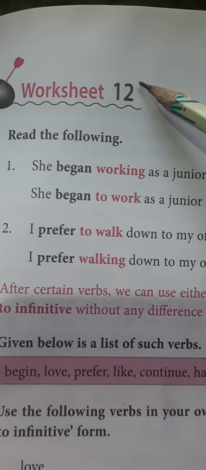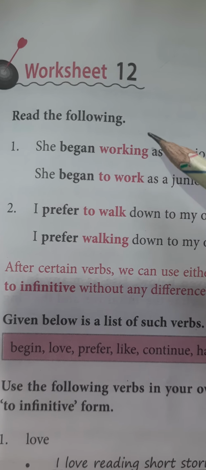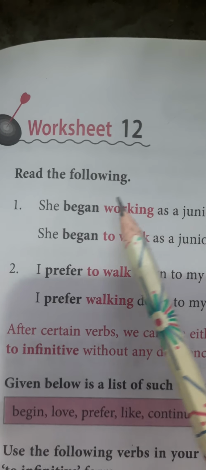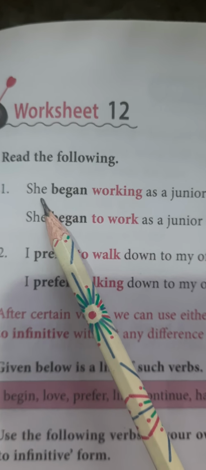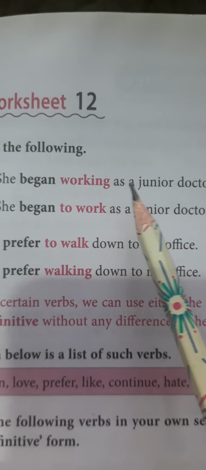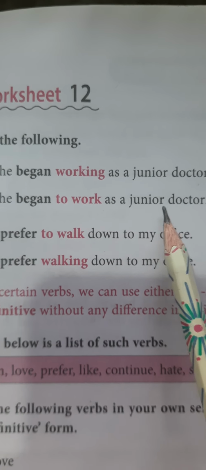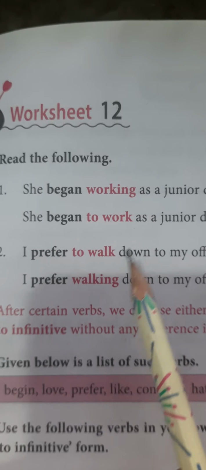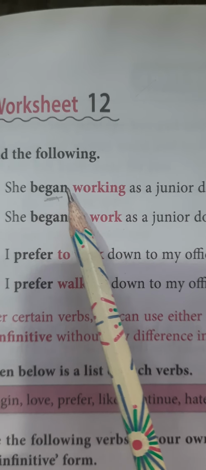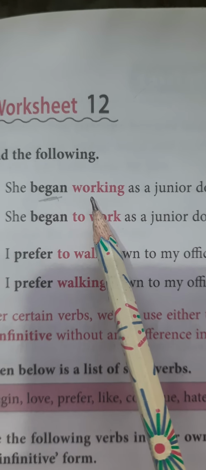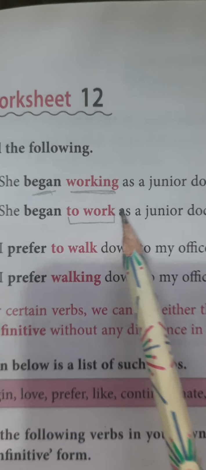Now we are to do worksheet number 12 related to chapter number 8, non-finites, given in your English practice book. So let us start it. Here we have: read the following. At very first place, she began working as a junior doctor. Next is she began to work as a junior doctor. So we see that we are using this second form of begin: begin, began, begun. With the verb begin, we can go with both first form plus ing and to-infinitives.